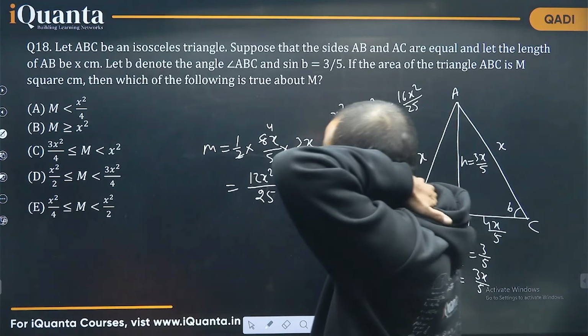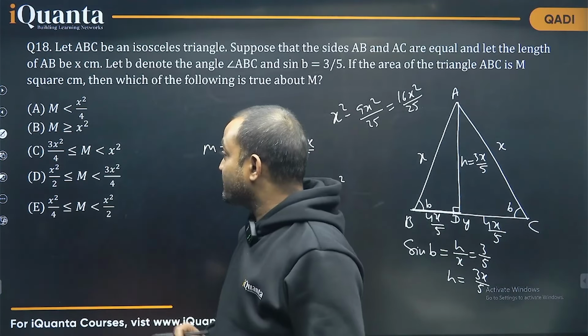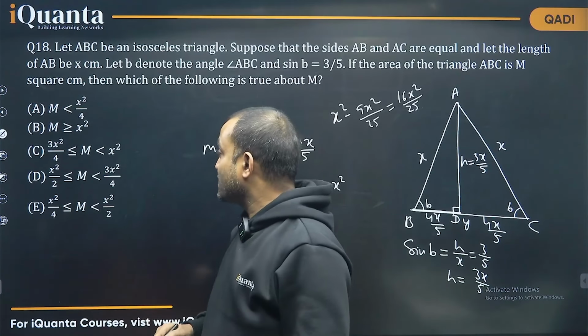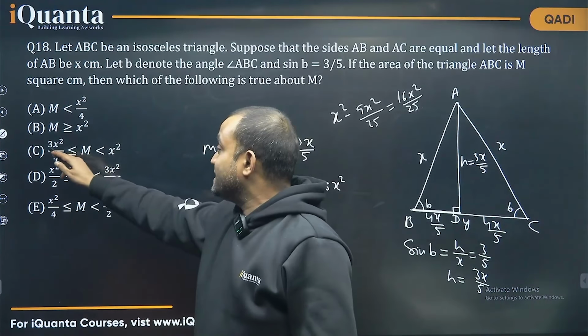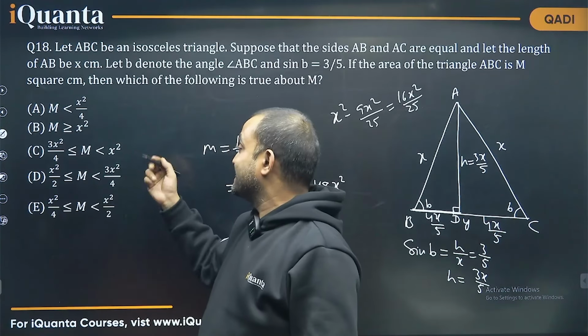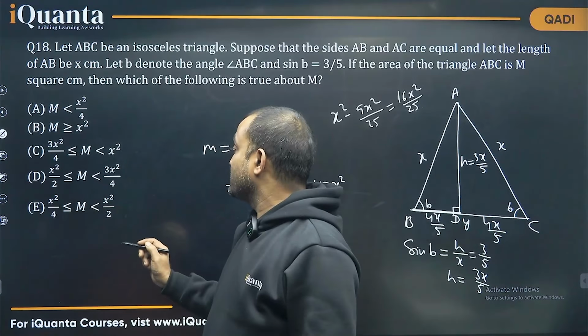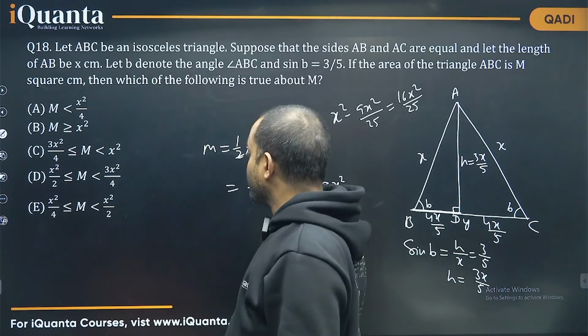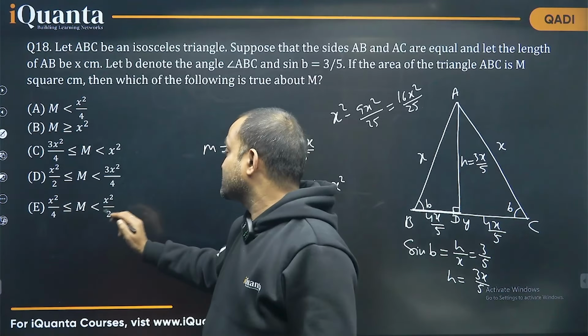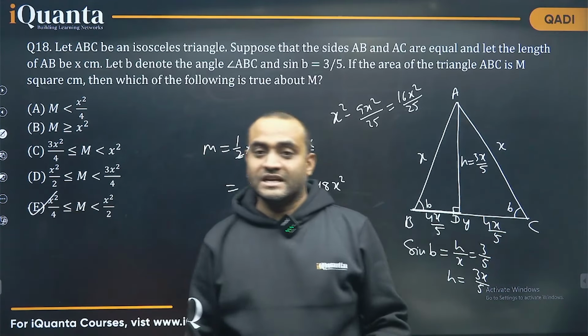So if we check the options, this is less than x square by 4, not true. Greater than x square, not true. M is between 3x square by 4 and x square, again not true. Between x square by 2 to 3x square by 4, that is also not true. It should be between x square by 4 to x square by 2. So option E is the correct answer.